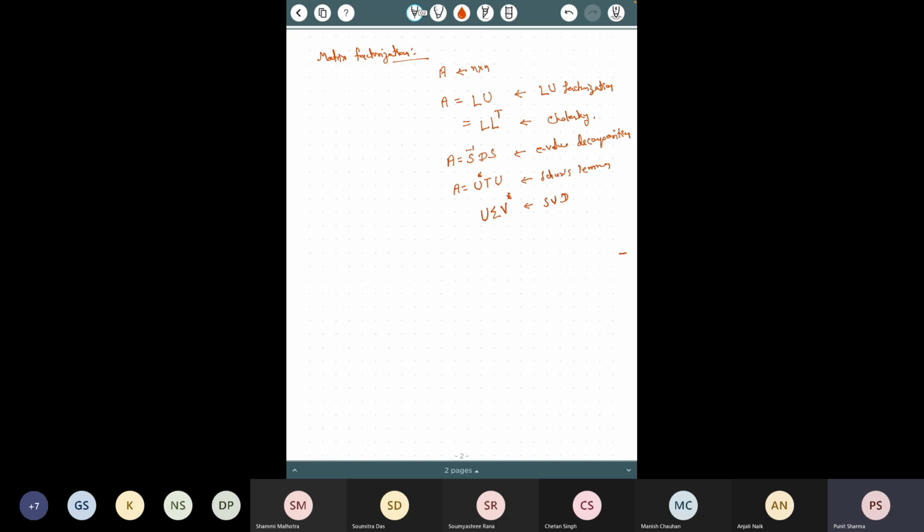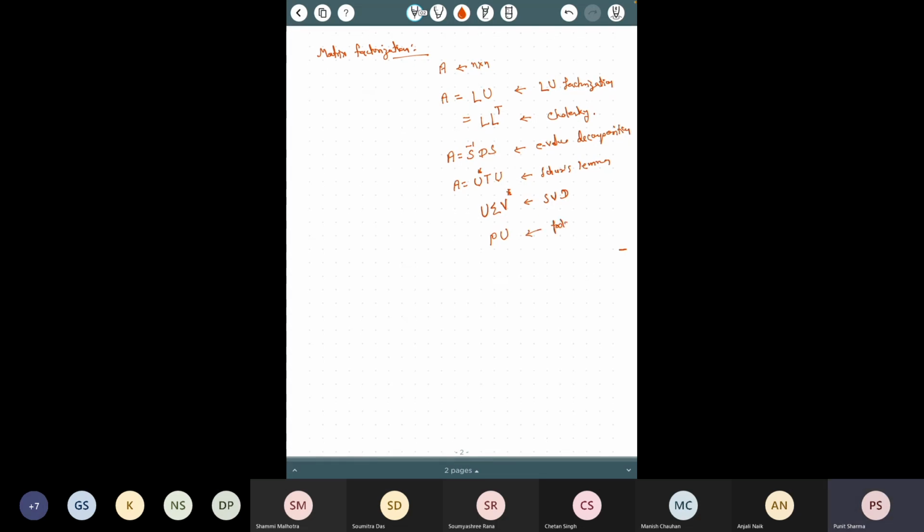Anybody else, or any other factorization? From this SVD, you can also write the polar decomposition. Have you heard about polar decomposition? A matrix can be factorized in this kind of decomposition, where P is positive semi-definite and U is unitary. So it's the polar decomposition.